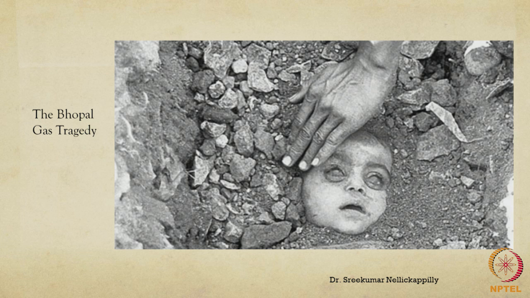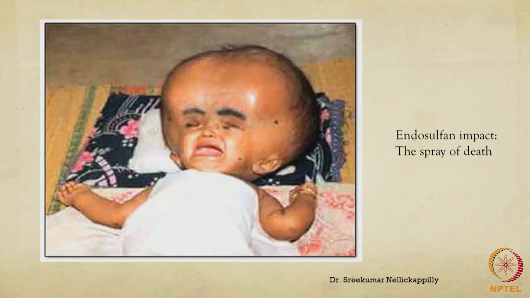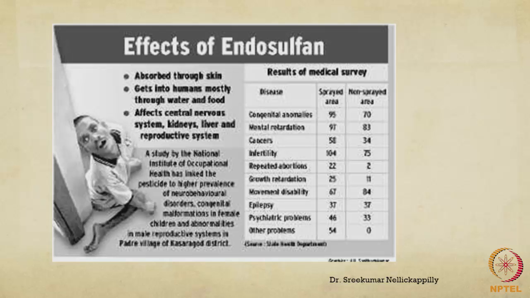And this is a very different photograph from India, from Bhopal, where a small child is found dead. Its head is being seen, and it's going to be buried under the mud. So this represents one of the sad phases of the Bhopal gas tragedy. And this is a recent phenomenon, the Endosulfan impact, which is called the spray of death. Endosulfan is used by plantations as a pesticide, which had serious consequences on the health of people living in nearby areas and caused several serious health problems. And this slide would give you the effects of Endosulfan and the kind of toxic chemical used in spraying.